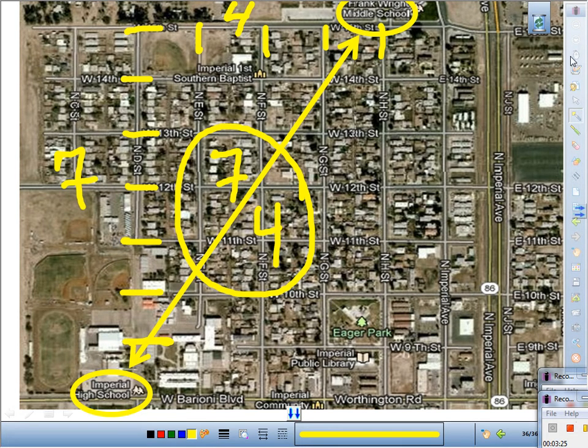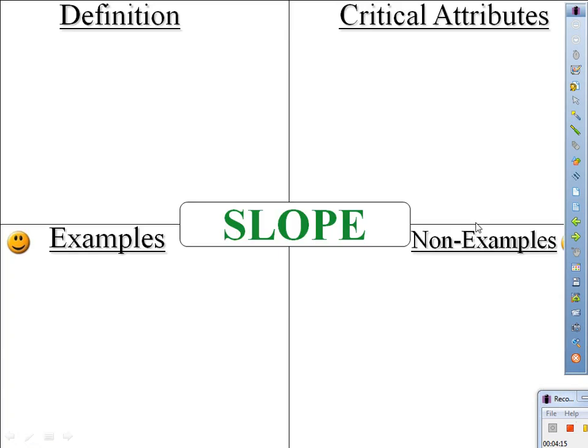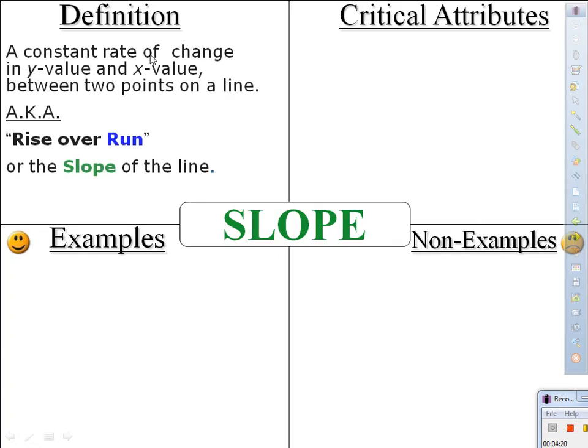All right. So that's as easy as I can introduce slope. On your prayer model, write this down. What is slope? Slope is a constant rate of change in y value and x value between two points on the line. Can you get the right light, please? A constant rate of change in y value and x value between two points on a line.